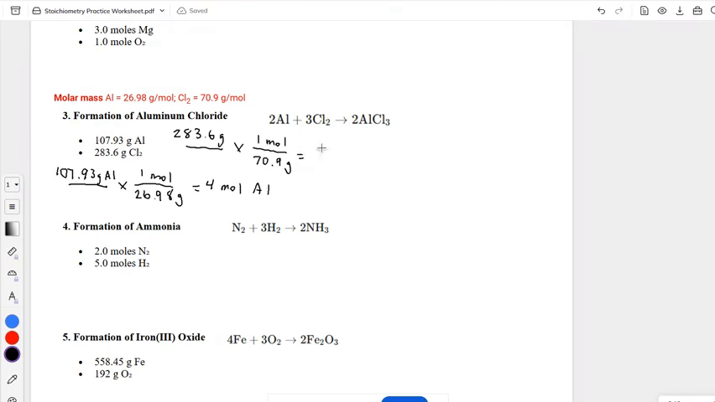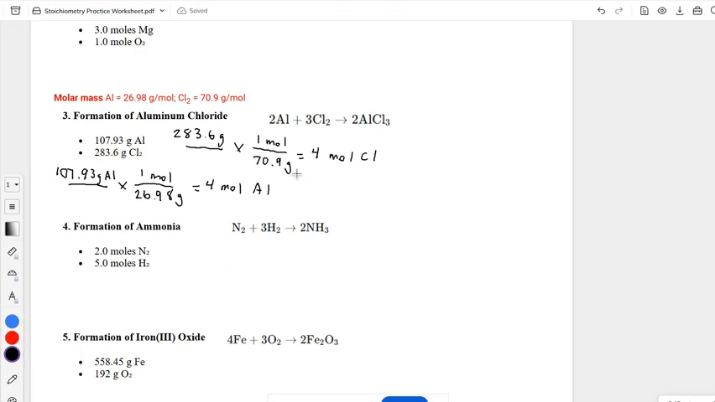All right, let's see what this equals. 283.6 times 1 is 283.6 divided by 70.9. 283.6 divided by 70.9 equals 4. Hey, we got 4 of each. So we got 4 moles of Cl. So we got the same amount of moles of both. Now, if you look at the mole ratio of 2 to 3, I'm just going to show you how to do it. Let me do it in red so we get another color going.